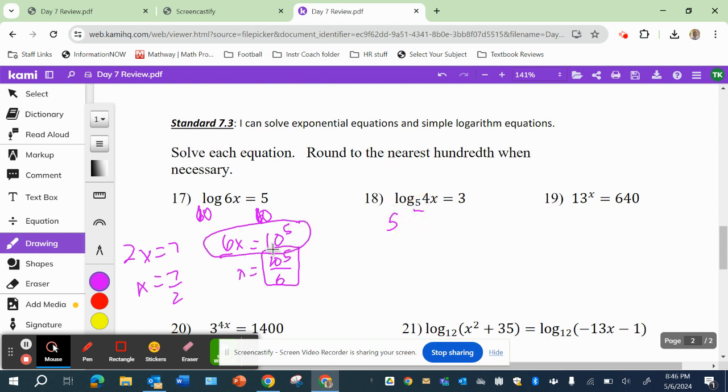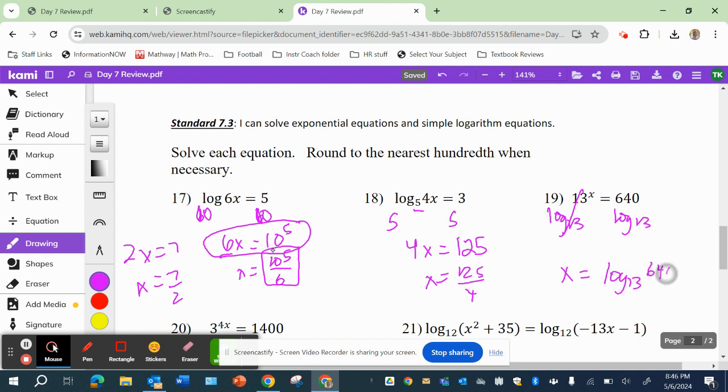Log base 5, so 5 to both sides. 4x equals 5 to the third. I think that was correct. This one is an exponent, so we do log base 13. That cancels out. So we have log base 13 of 640.